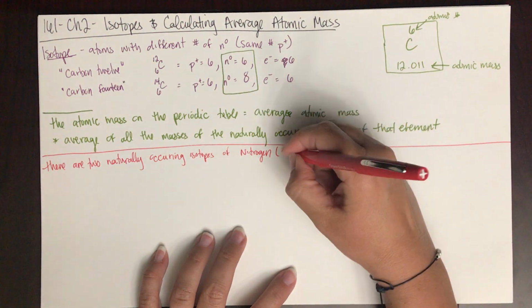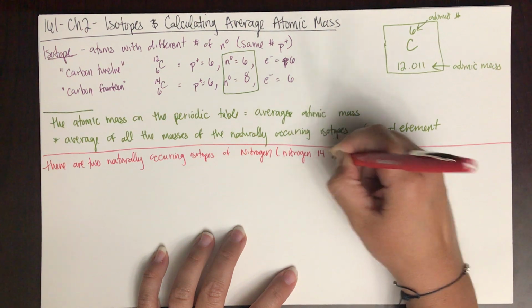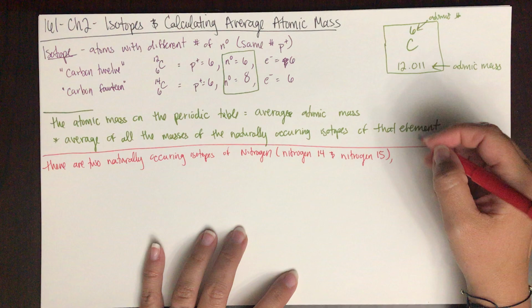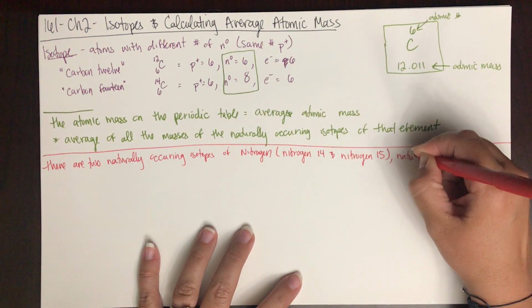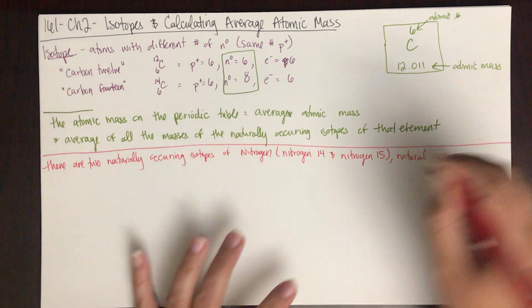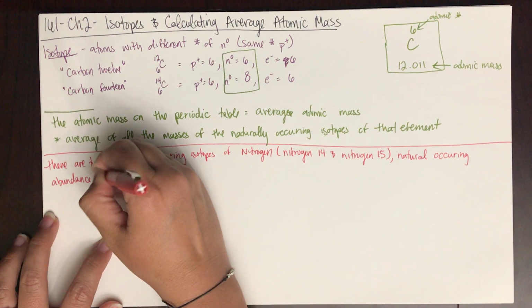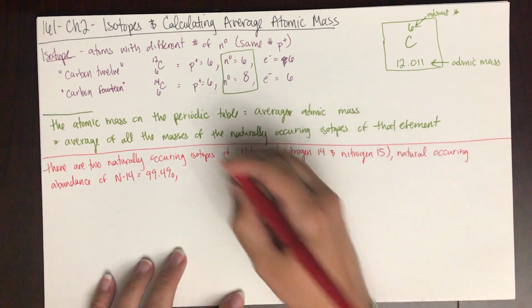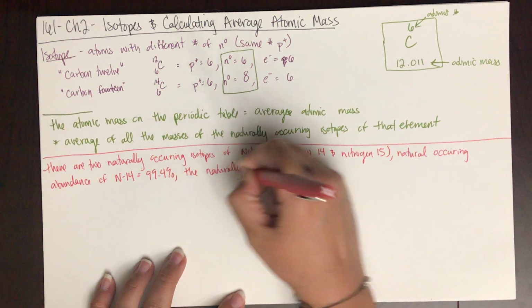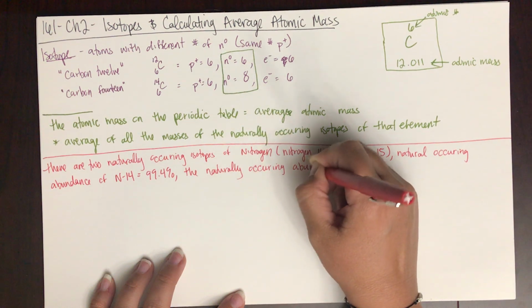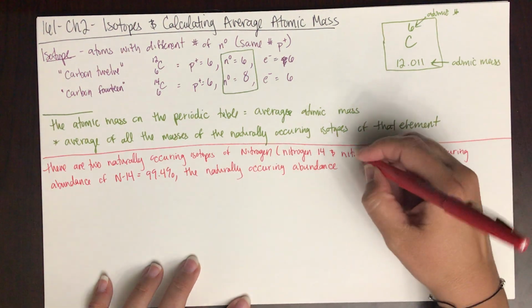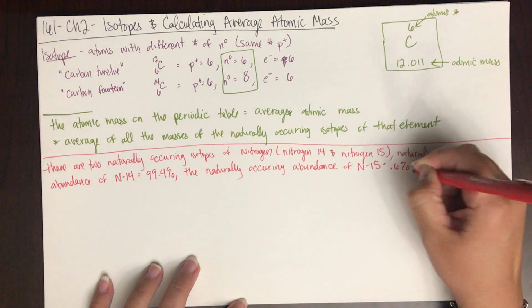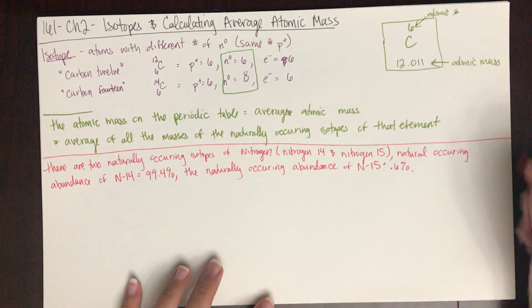And we'll say it's nitrogen 14 and nitrogen 15. So the naturally occurring abundance of nitrogen 14 is 99.4%. And the naturally occurring abundance of nitrogen 15 is 0.6%. So now the question is, what is the average atomic mass of nitrogen?